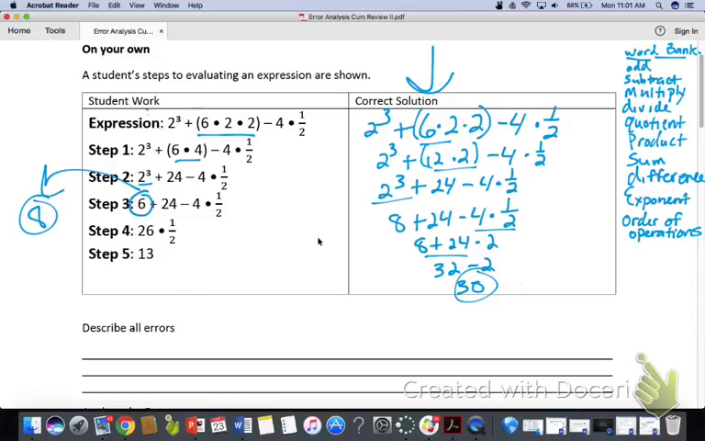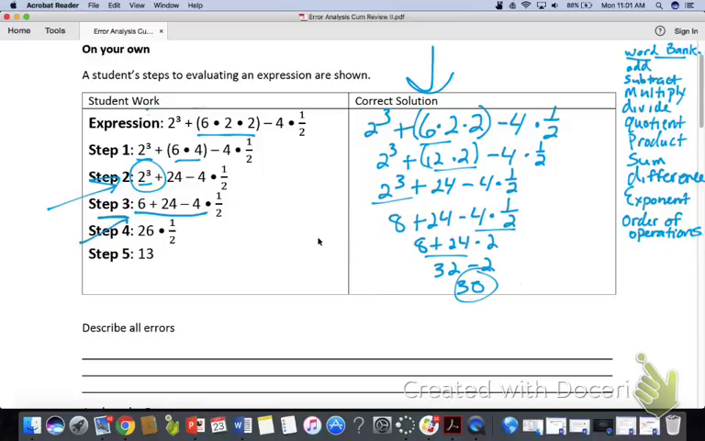Well, the next thing that you would actually do is 4 times 1/2, which would give you 2. But it looks like they did 6 plus 24 minus 4, which means they didn't follow the order of operations. So here's another error, okay? Now, we have to be careful. Your error was actually the 2 cubed. That was the error, and over here, the error was following the order of operations in step 3. And that's where you need to be careful.